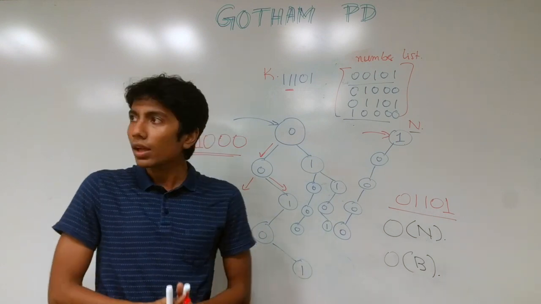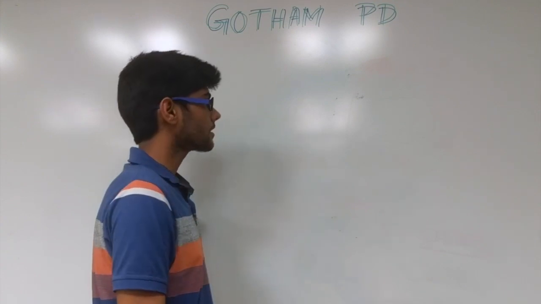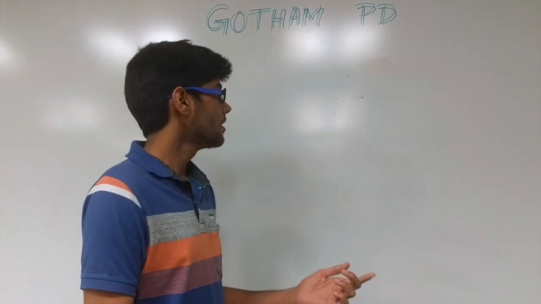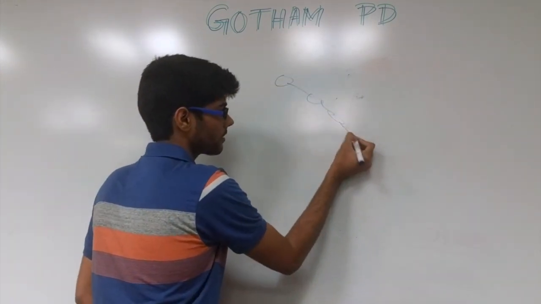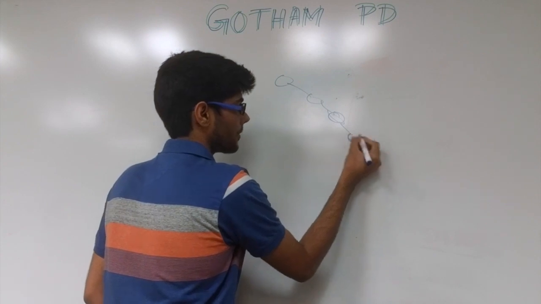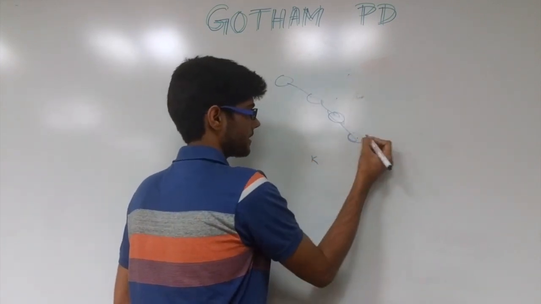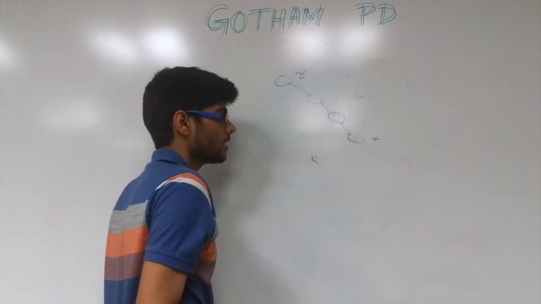So let's talk about the more complicated problem now. In the original problem, we are given two kinds of queries. One of the queries asks for the maximum and minimum XOR from a particular node to the root, okay? Given K, and suppose this is node X and this is suppose the root R.